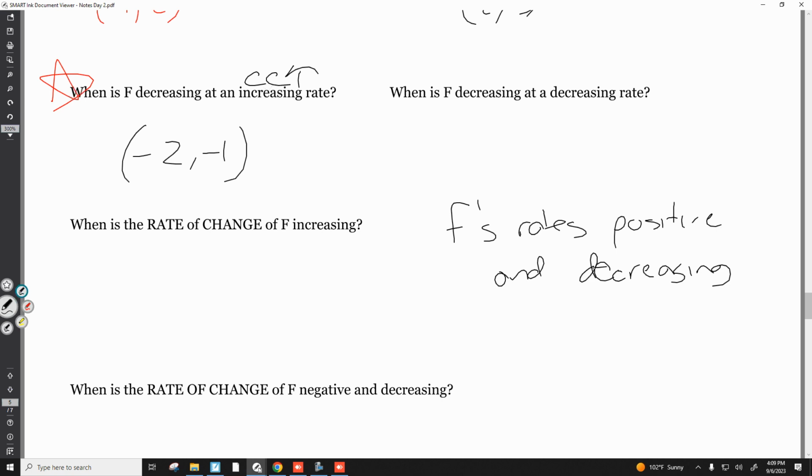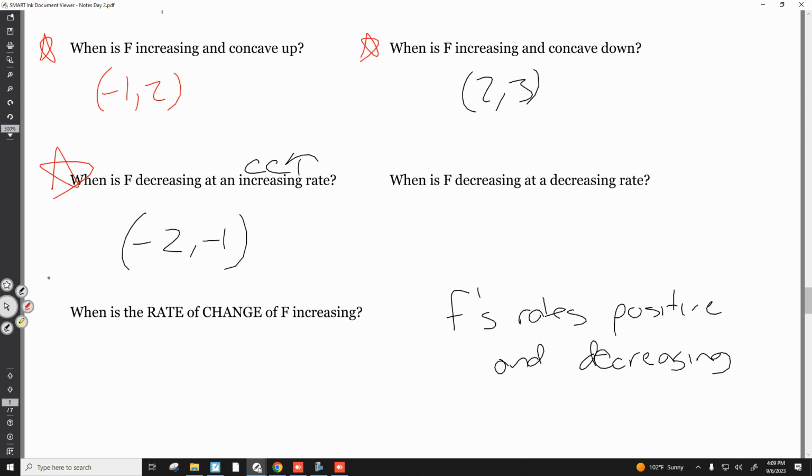Okay. What is this asking you? Where is the interval? Go. I just did F is decreasing at an increasing rate. So, hold on. You're saying what a previous question? Yes. This question that I just asked you is the exact same as this question. The answer is 2 to 3. Okay?